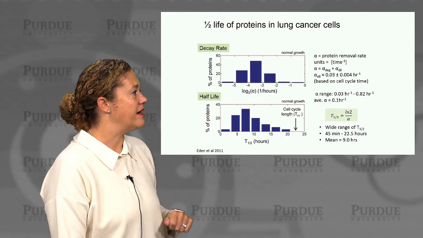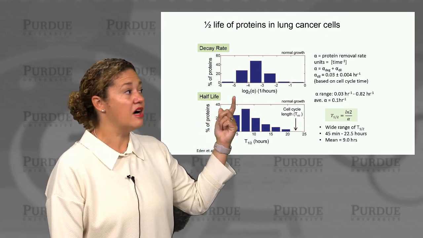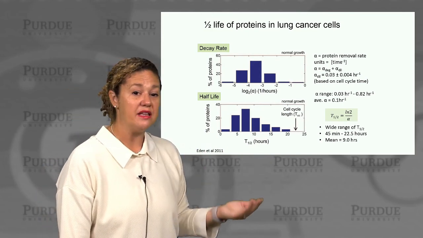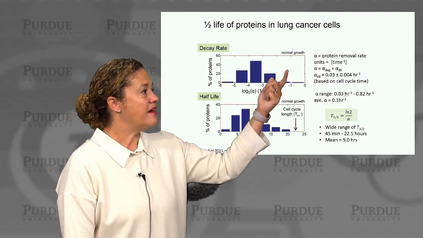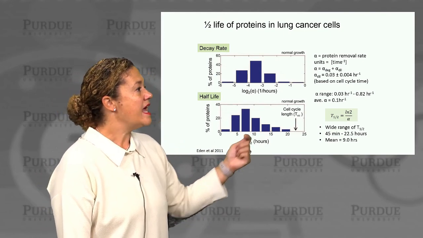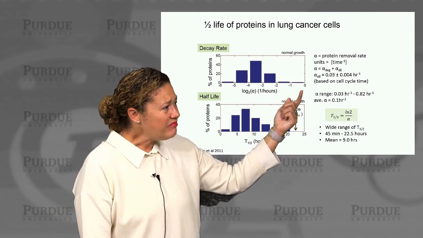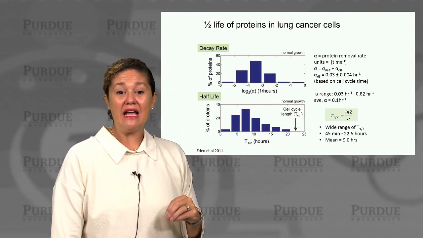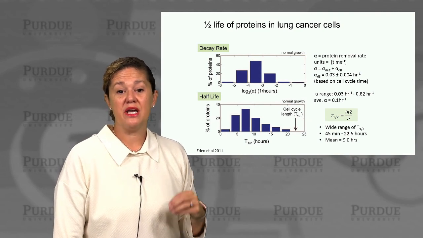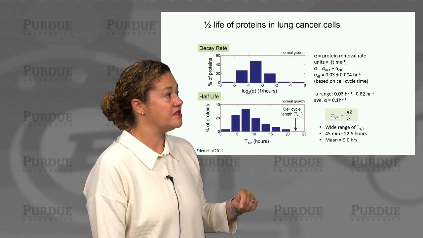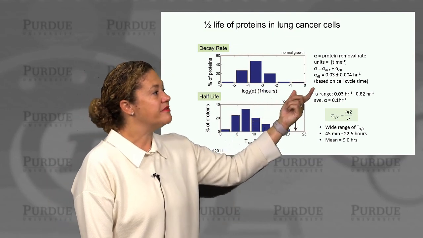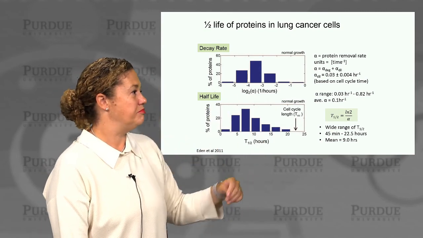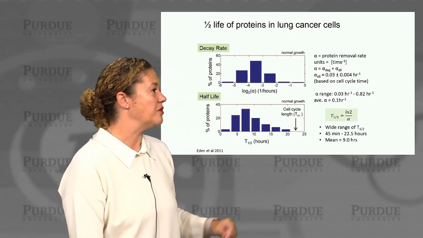So here's their histogram. First, at the top, we've got the decay rate, our alpha. And remember, alpha is our protein removal rate that is made up of both dilution and degradation. We have it in units of inverse time here. And they found that alpha dilution, remember, is going to be determined by the doubling time or the growth rate of the cells. For these particular lung cancer cells, that gives an alpha dilution of about 0.03, plus or minus 0.004 inverse hours, okay?